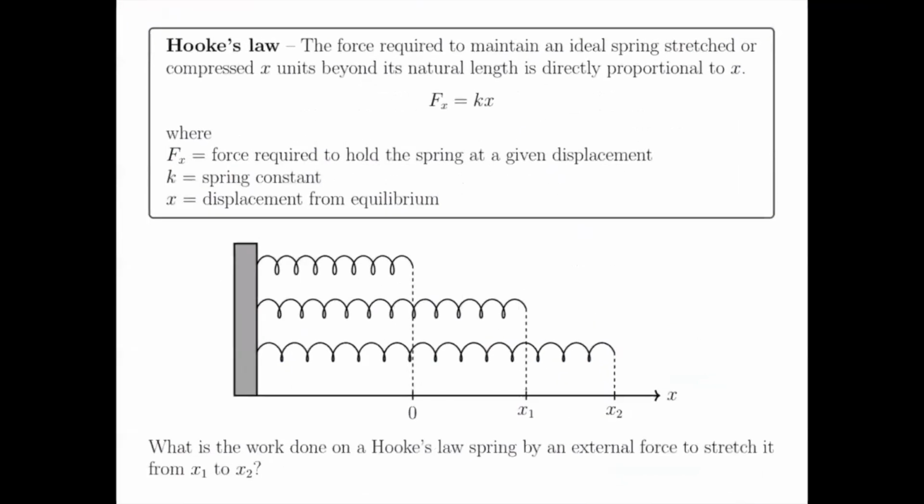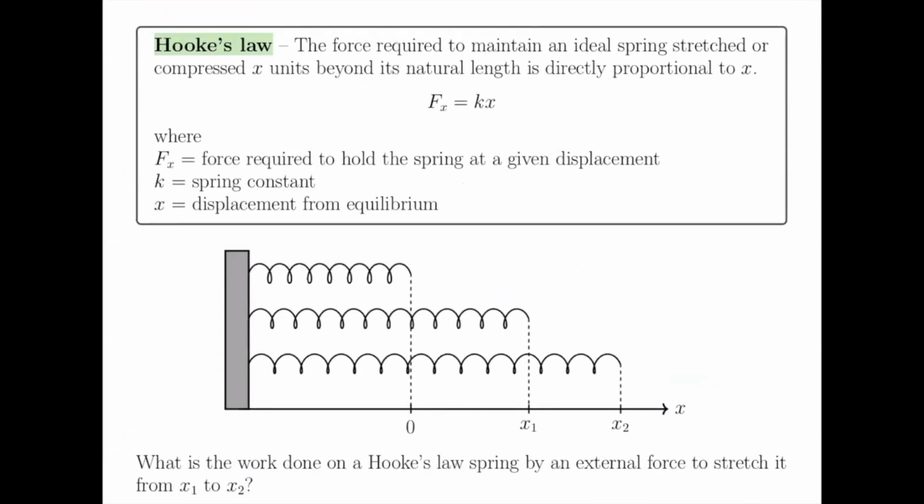So now I'm going to talk about Hooke's law. This is about springs now. Hooke's law says that the force required to maintain an ideal spring, stretched or compressed x units beyond its natural length, is directly proportional to x. So basically, F sub x equals some number k times x.